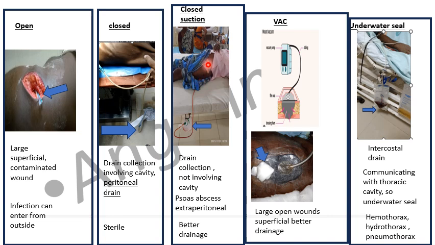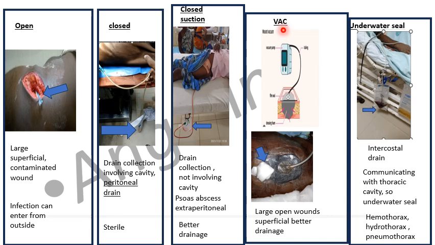This is a psoas abscess. A psoas abscess will get walled off. It will not communicate with the peritoneal cavity, and you can put a Romovac drain. This is closed and also gives some suction. There is better drainage rather than just plain closed drainage.